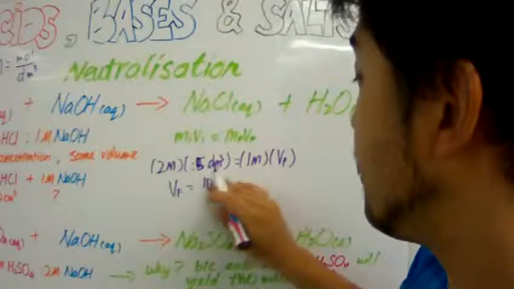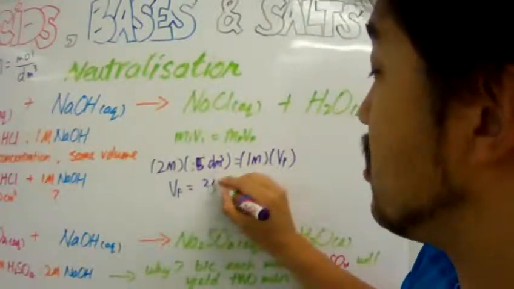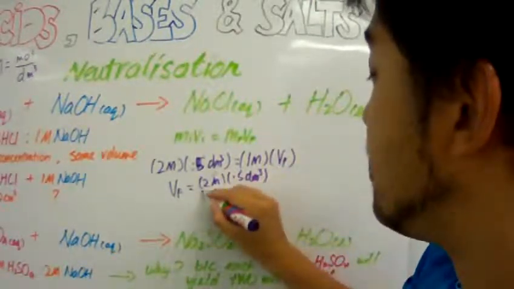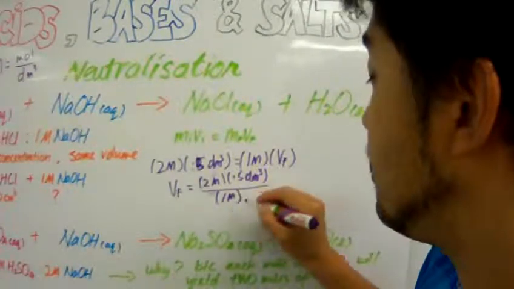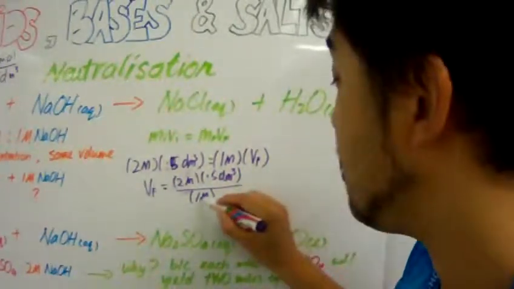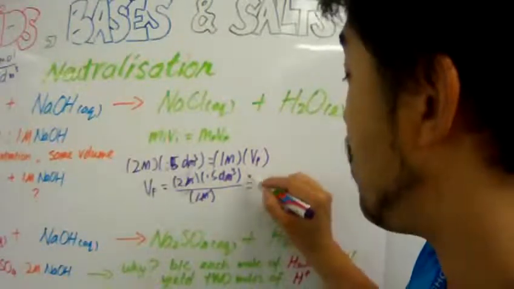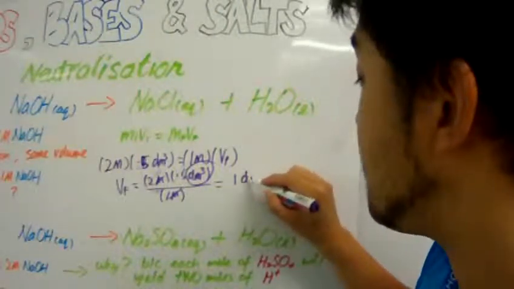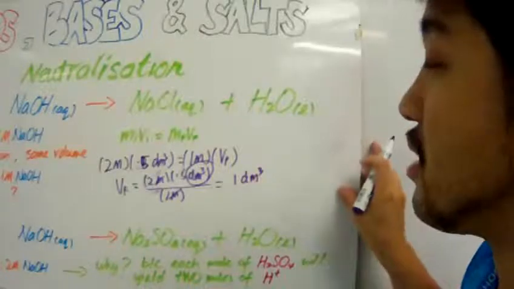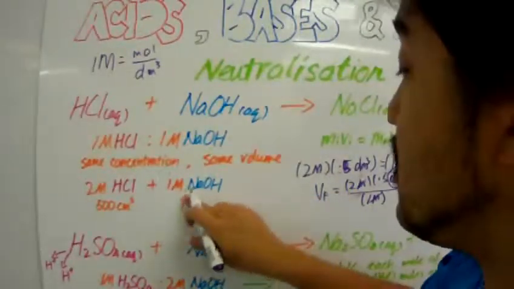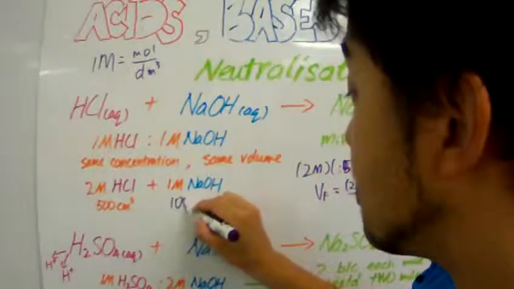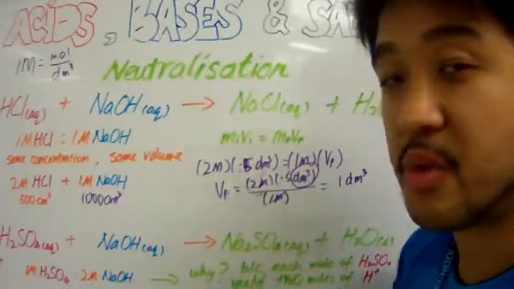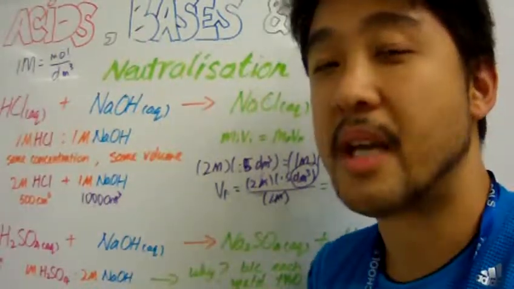Plug this in, rearrange everything. Let me do this slowly. So 2 molar and 0.5 cubic decimeter over 1 molar. After you rearrange it, you notice that you can cross out the units, and what you're left with is the cubic decimeter. And when you put that in, you will see that you will need 1 cubic decimeter of sodium hydroxide, which equals 1,000 cubic centimeters. Okay? That's pretty easy.